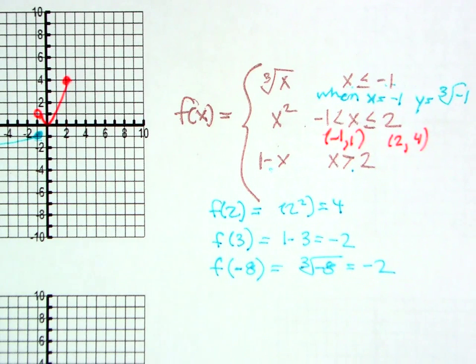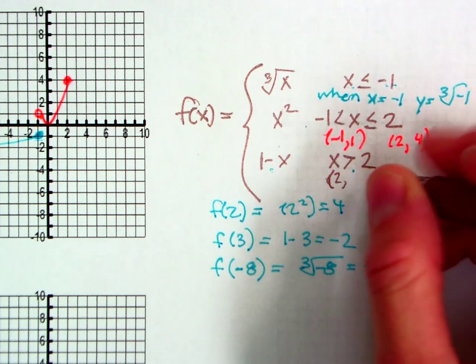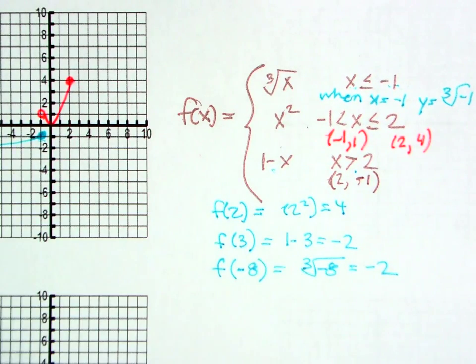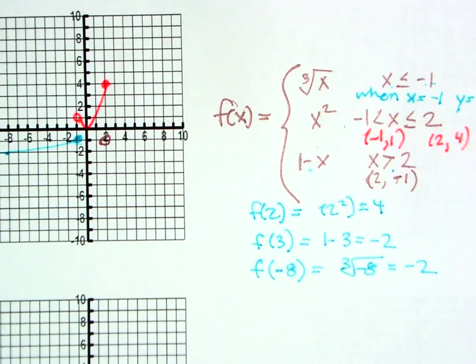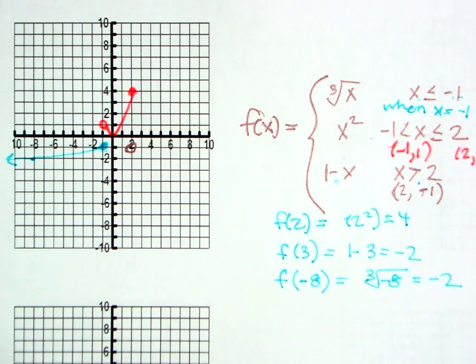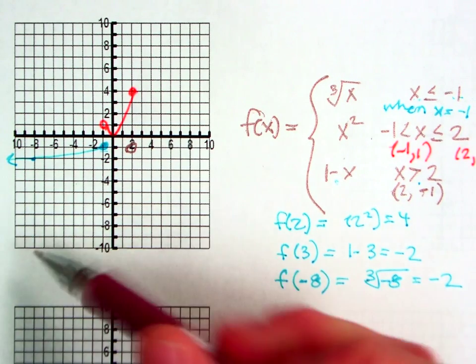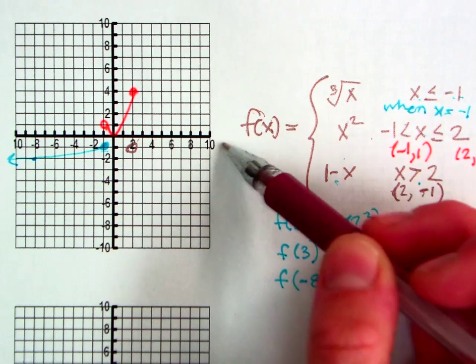Lastly, we have this function, 1 minus x. I'll plug in 2 for x, and I will get negative 1. So I'm plotting this point with an open circle. And then I'm not sure which direction this goes. I know that it is for x greater than 2. So x greater than 2 is going to be from here over. So I need to determine whether the line is going to go up or down or maybe straight across.